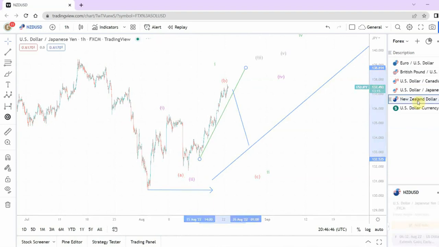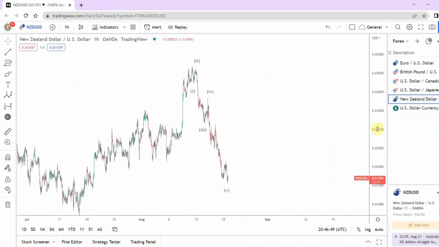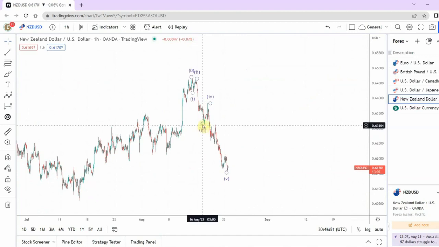New Zealand dollar is showing a very clear pattern. It's in front of you guys here. It's one of the most clear charts that we have right now within the forex market. We can clearly label it as wave 1 and 2 right over here.